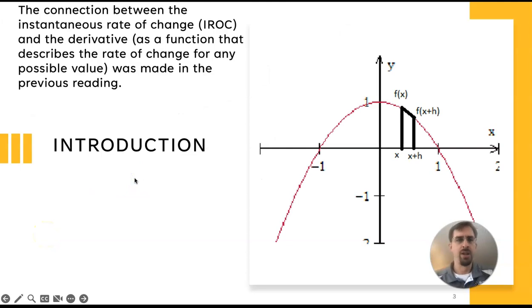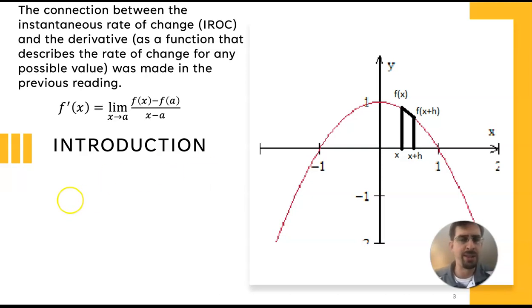Okay, so first of all, the connection between the instantaneous rate of change and the derivative is that a derivative is a function that describes the rate of change for any possible value, and we typically call the IROC our value at a certain point, and we've talked about that before.